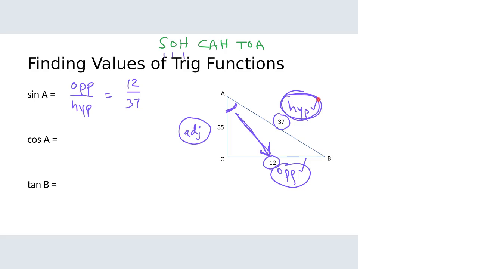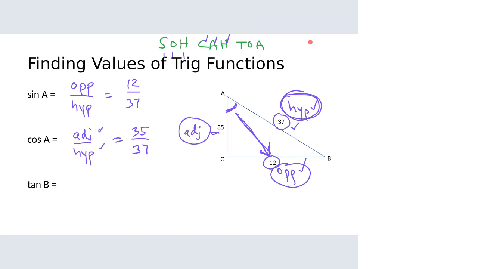And now the cosine of angle A, well, that's adjacent over hypotenuse. How did you know that? Oh yeah, because SOHCAHTOA. Cosine is adjacent over hypotenuse. And I look at my triangle. Well, the adjacent is 35. The hypotenuse is 37. So the cosine of angle A is 35 over 37.